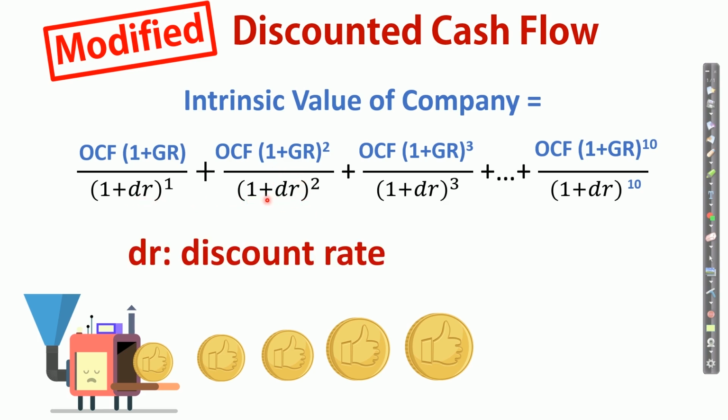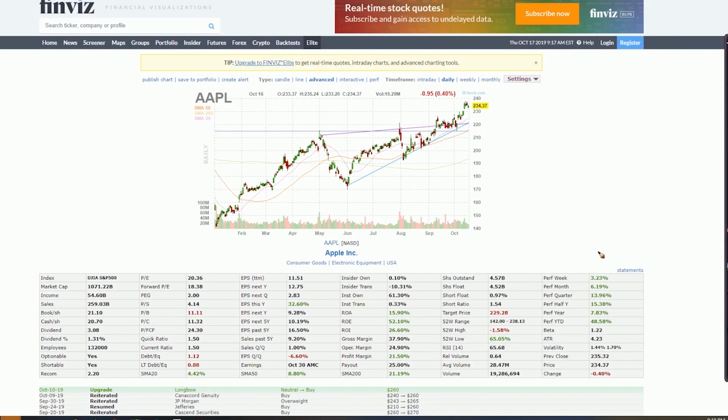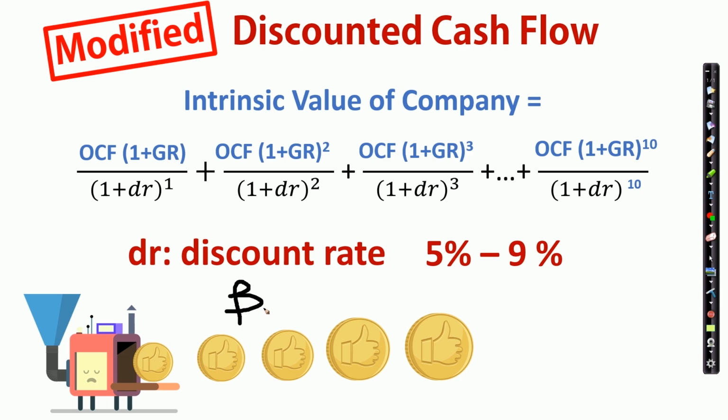So for the discount rate, I generally use a figure of about 5 to 9%. And how I determine my discount rate is based on the volatility of the stock. So just like before, if we head on over to Finviz, you can get the volatility of the stock, beta, to be at 1.22. Okay, so what does the beta tell us?